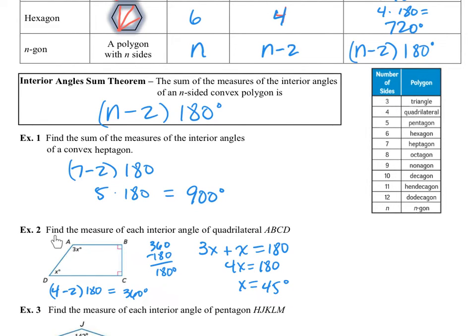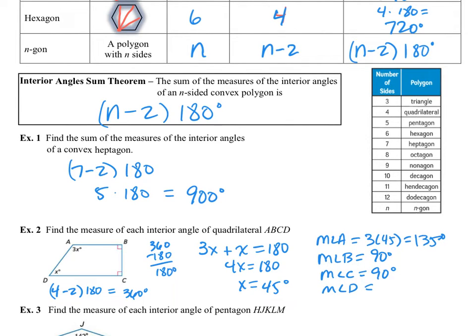So now to answer the question, it says find the measure of each interior angle. So let's just make a list. We know that the measure of angle A would be 3 times x. That's 3 times 45 degrees, which is 135 degrees. The measure of angle B is one of those right angles, so it's 90 degrees. The measure of angle C is the other right angle, so it's 90 degrees. And then the measure of angle D is x, and we found out that x is 45, so the measure of angle D is 45 degrees. And if you wanted to check, you could add up these 4 measures, and they should total 360 degrees.